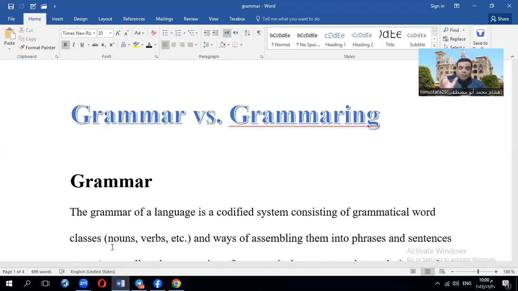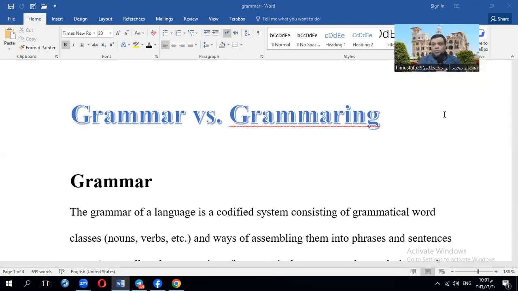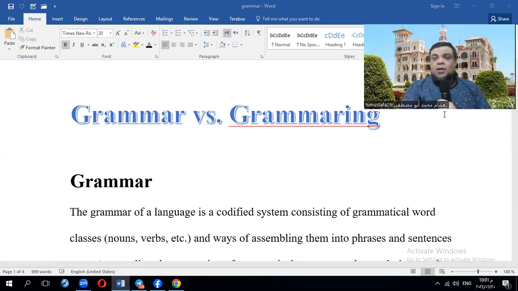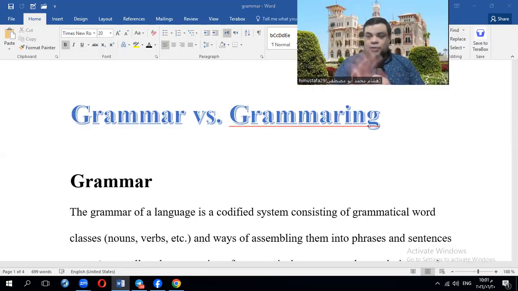So it's a codified system in the sense that it gives us rules for organizing these word classes and ways of assembling them into phrases and sentences. So it organizes these parts of speech into phrases and sentences. It sets the rules for this.